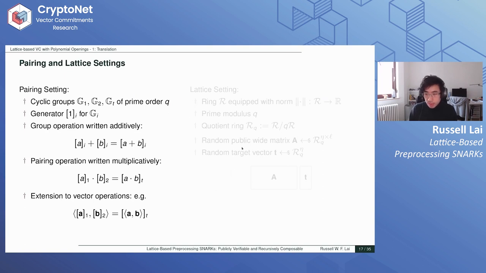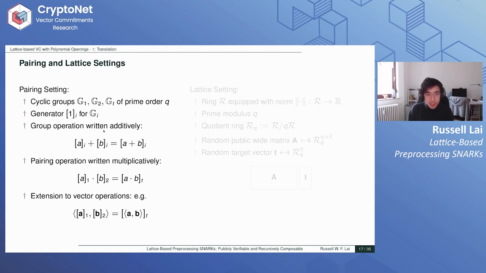And to do this, I must first recall some background of lattice-based and pairing-based cryptography. So in pairing-based cryptography, we are given three cyclic groups, G1, G2, and GT. G1 and G2 are called the source groups, and GT is called the target group. And we assume that each of these groups is of prime order Q. And these groups are equipped with a pairing operation, which I will talk about below. So we will adopt the implicit notation of group elements, namely this bracket notation, so that the generator of group I, for example, is written as bracket 1 subscript I.